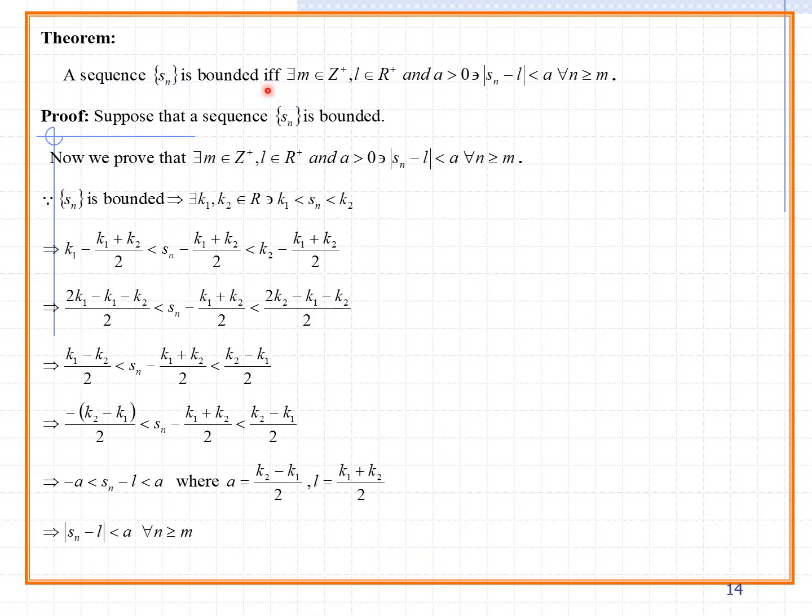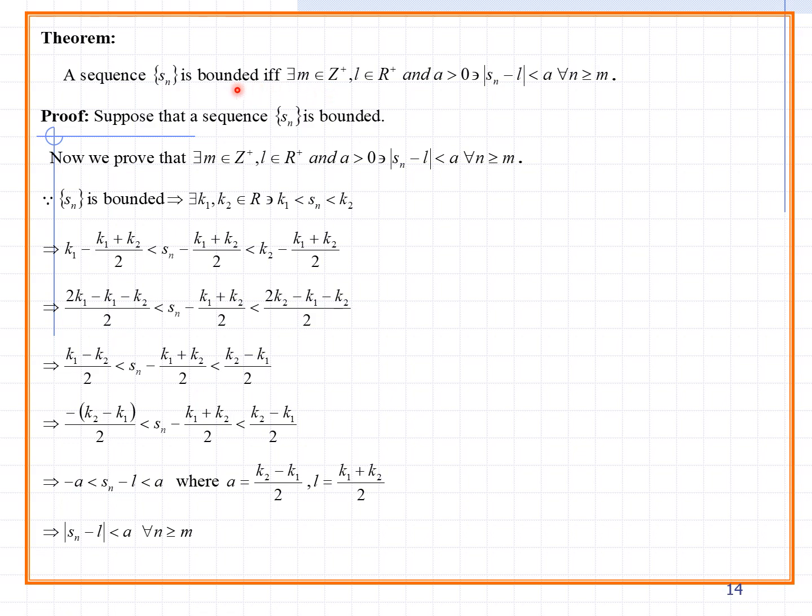If and only if, for example, you can consider boundedness and prove it like convergence. M belongs to Z plus, L belongs to R plus. M is the existing value. So modulus Sn minus L is less than A. L is the value you get when you take the limit as n tends to infinity, a finite value. Shifting that finite value to the left side, you get Sn minus L. So once modulus Sn minus L is less than A, you can prove the sequence is bounded.